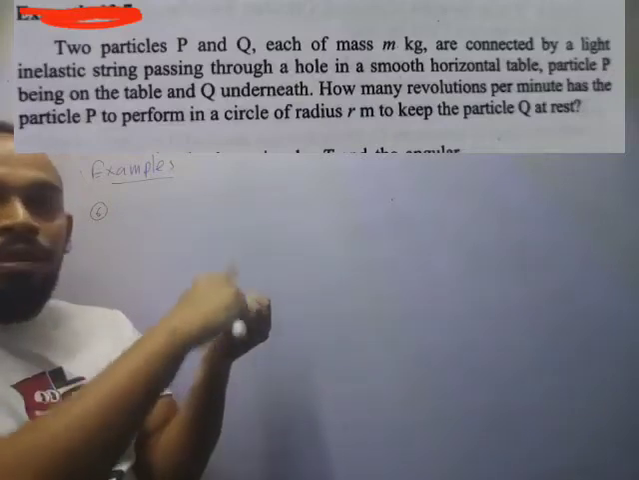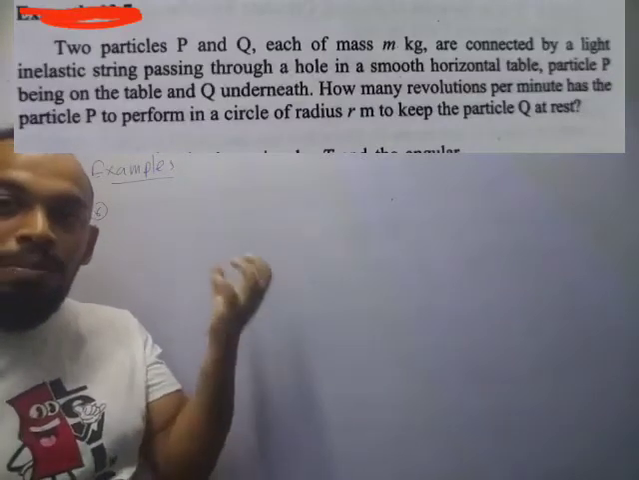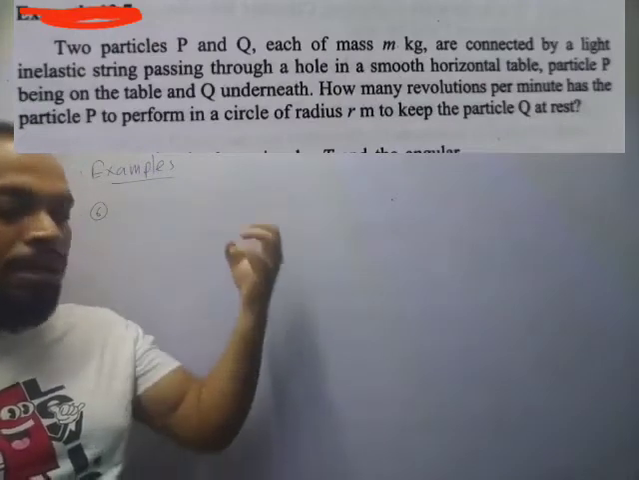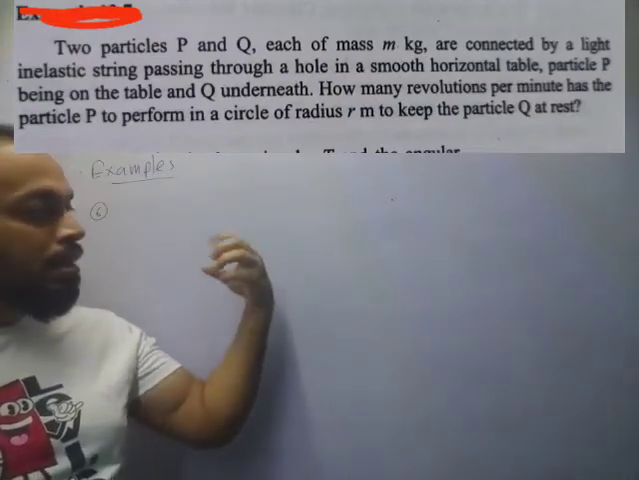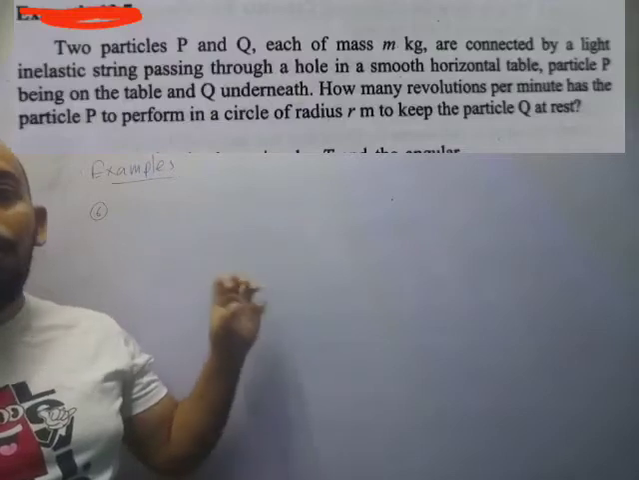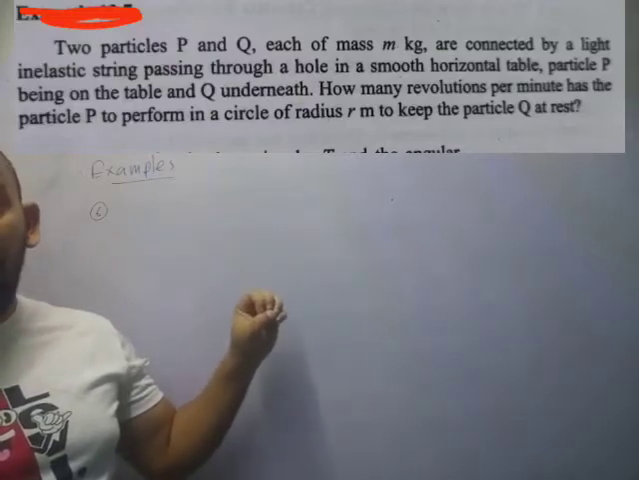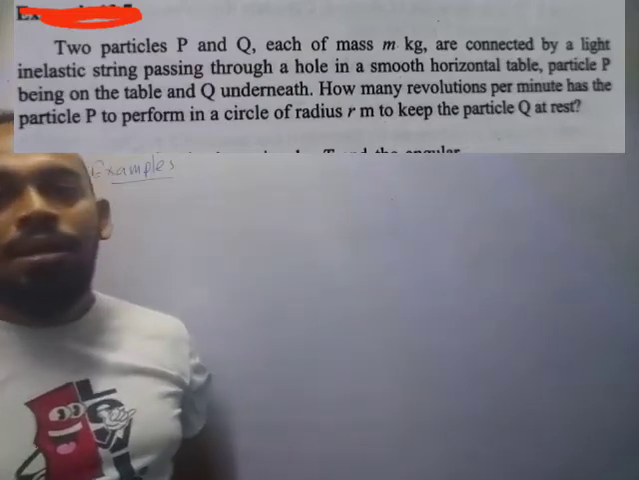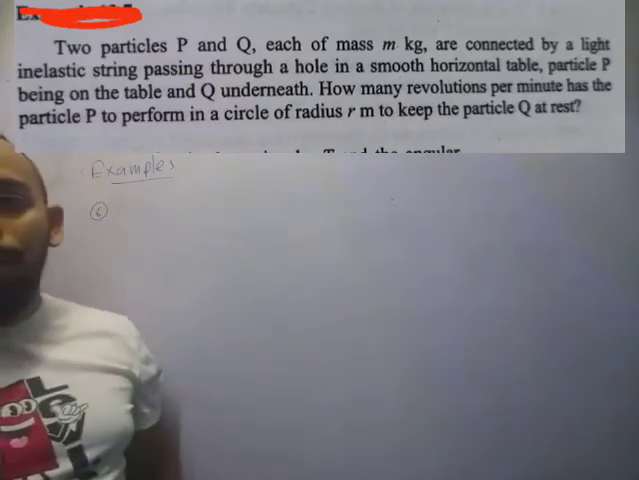If the tension is equal to mg, the Q particle will stay there. So that is the idea. For the Q particle to stay at rest, the tension must be equal to the weight of the particle Q. From that we can find the tension, and then find the omega corresponding to that tension.